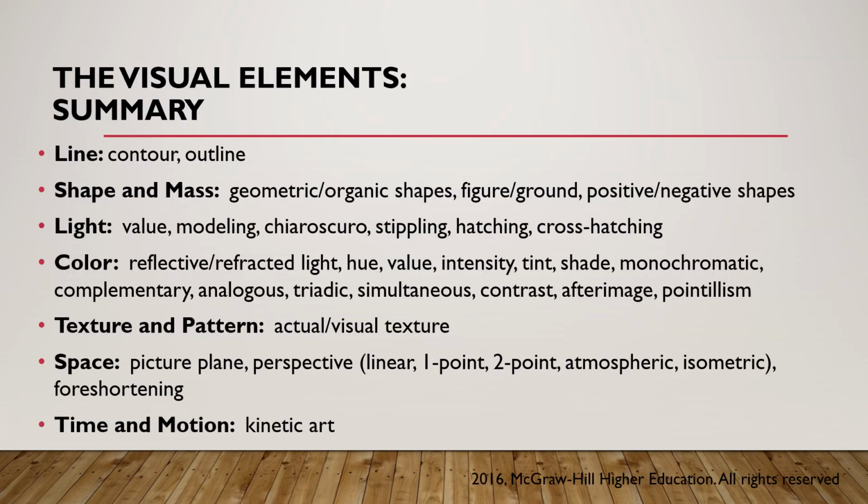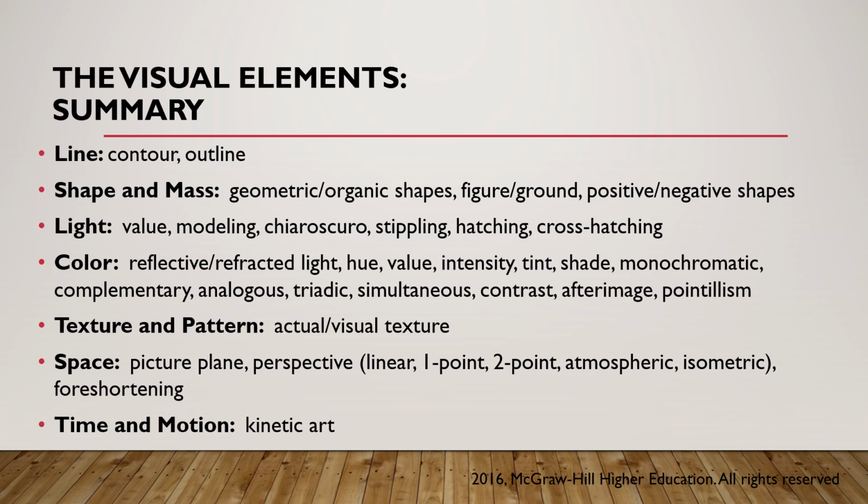So to sum it up, and I know we didn't spend much time, you could spend a great deal more time on all of these elements, but knowing the basics of them is enough for art appreciation. So we have line, contour, and outline lines. We have shape and mass. So we've got geometric or organic shape. You have figures and ground, which is the positive, negative shape kind of thing. With light, you've got value, modeling, chiaroscuro, stippling, hatching, and cross-hatching. All different ways to create the illusion of light in an area.